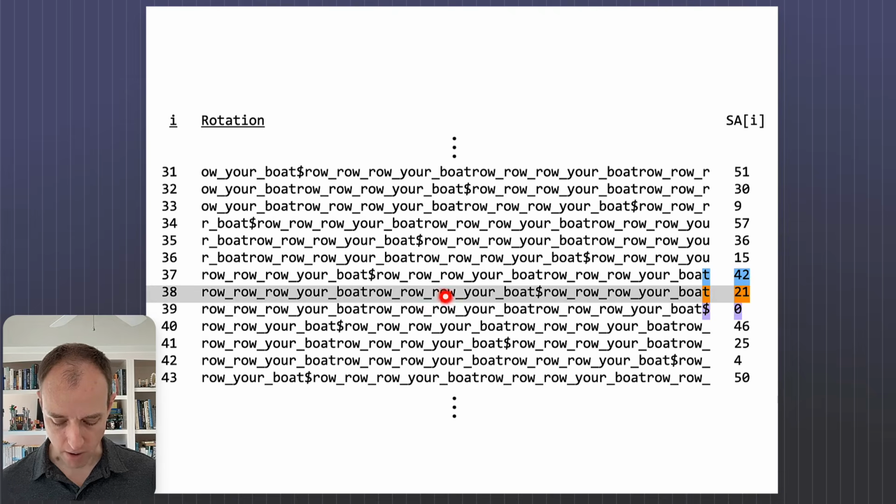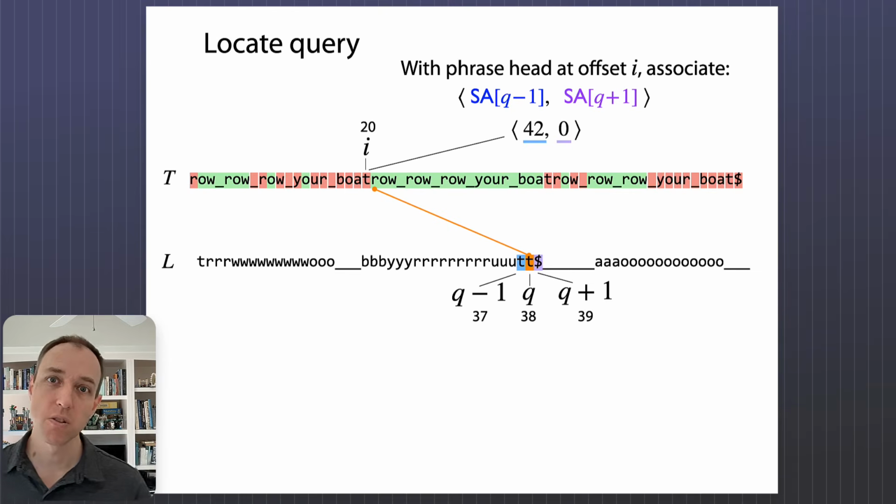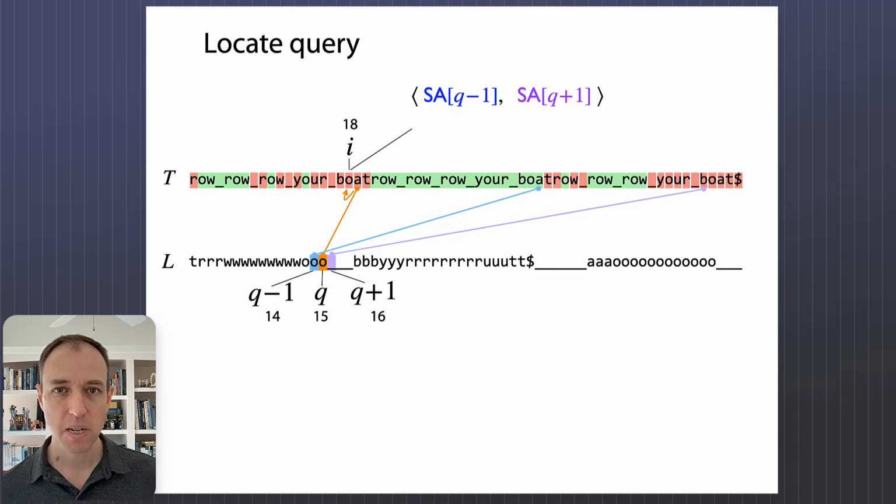I've drawn a gray bar for the row corresponding to our anchor, our pivot, our toe hold. Right, so this is our toe hold. And here are the suffix array entries for the suffixes on either side in lex space: 42 and 0. So the suffix array at Q minus 1 is 42. The suffix array at Q plus 1 is 0. So that's what we would store here, associated with the phrase head: 42, 0. Again, those are just the suffix array entries for the suffixes that are one smaller and one larger in lex space.